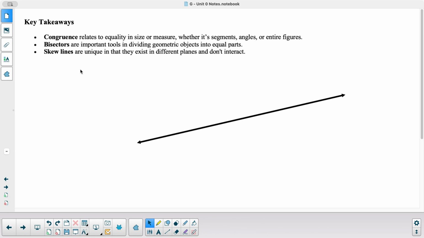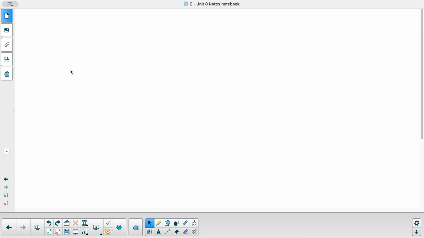Last thing, skew lines are unique in that they exist in different planes and don't intersect, which might be a better word than interact.